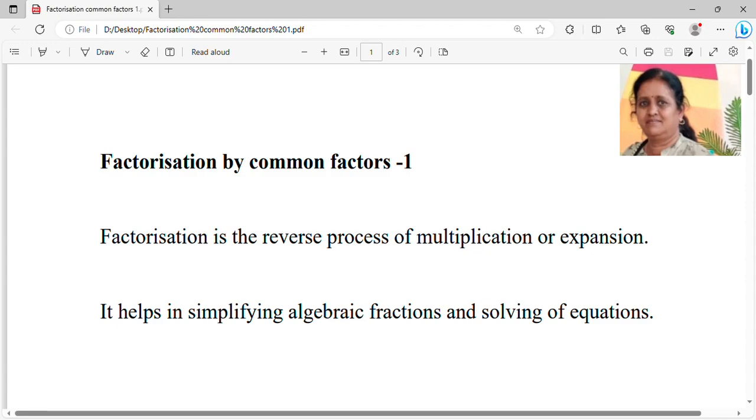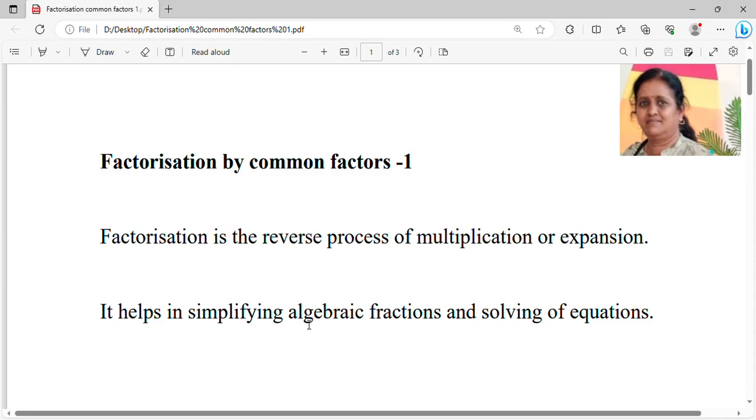So why do we have to factorize? My students ask me, why should I factorize? Now, factorization is very important to simplify algebraic fractions and solving equations, which we will see slowly as we move on. Basically, this is the purpose of factorization.